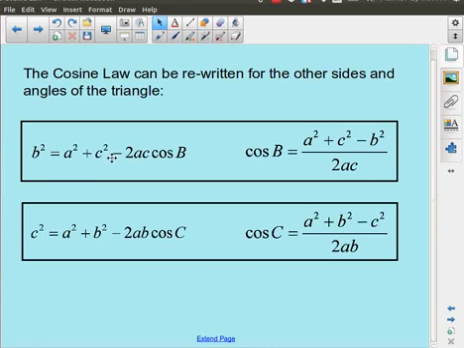This form is always minus 2, and then the side here and the side here, in this case a and c, those are the same sides from here. And the cosine of this angle always corresponds to this side. So you can see the cosine of the angle B, side B. Cosine of the angle C, side C.